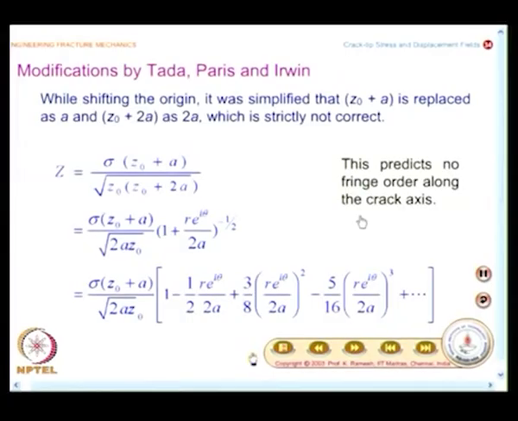It is not so. This is the only place where we had done a gross simplification. You put in a better type of mathematics, then what you find is, though it is not shown here, the observation is when you look at the maximum shear stress, this predicts no fringe order along the crack axis. That means it is not useful. So, a modification in the mathematics alone has not resulted in arriving at an improved solution.